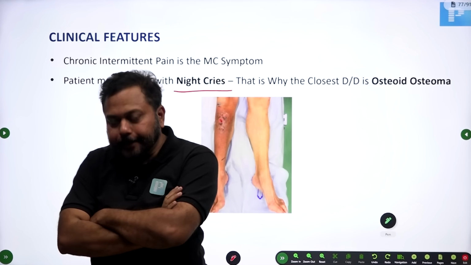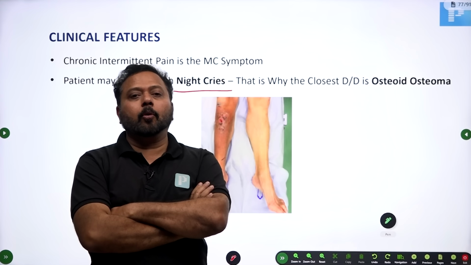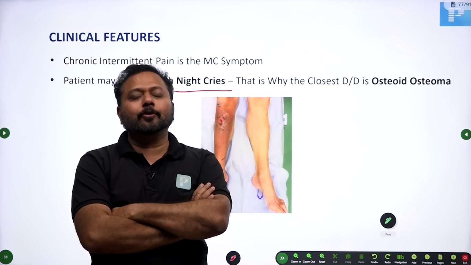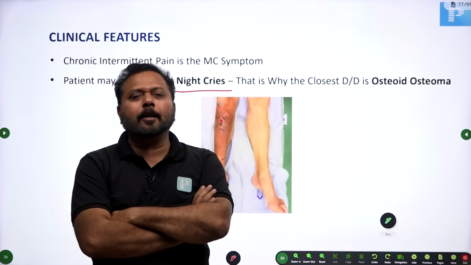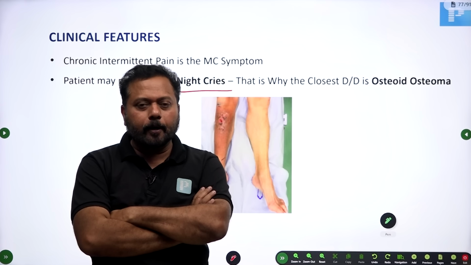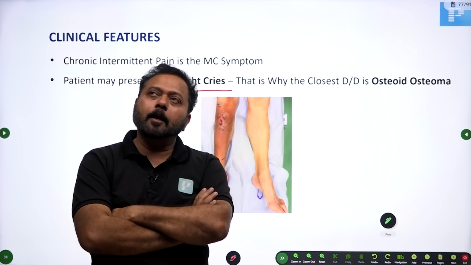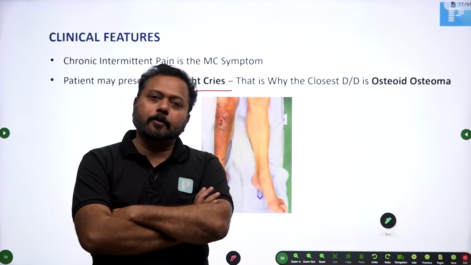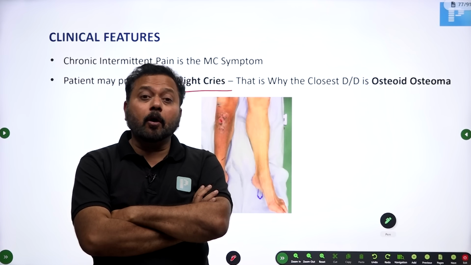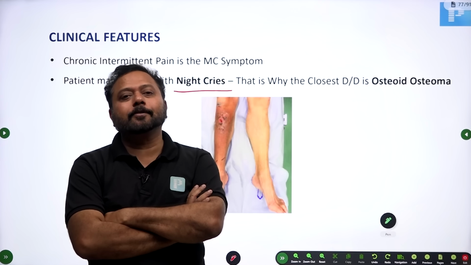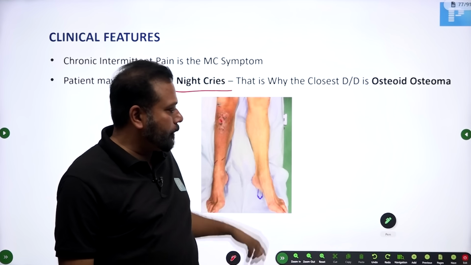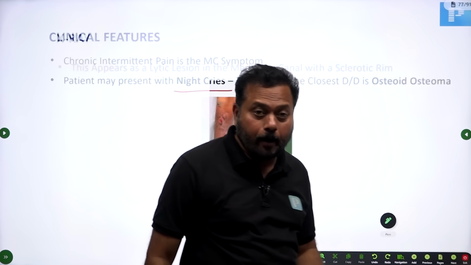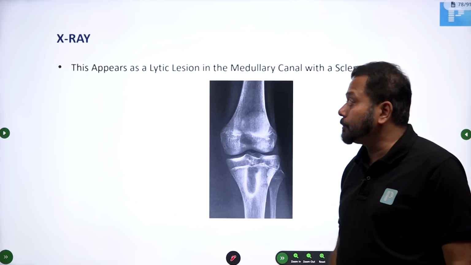Whenever you read night cries in the proximal tibia and long bone, the first differential diagnosis that will come to our mind is osteoid osteoma, which is a benign bone tumor. You know the nidus releases prostaglandins during the midnight and it causes night cries. So this also presents with night cries. One should be very careful. And the site is also tibia. The closest possible differential diagnosis is osteoid osteoma.